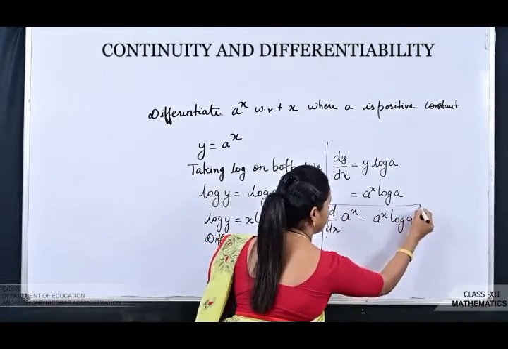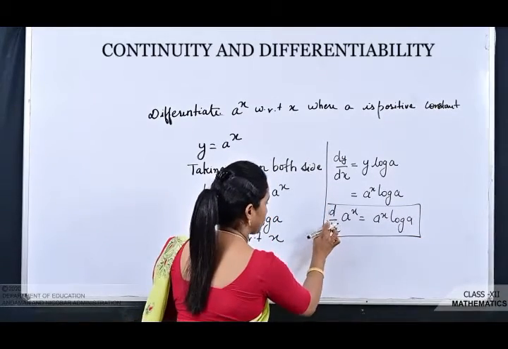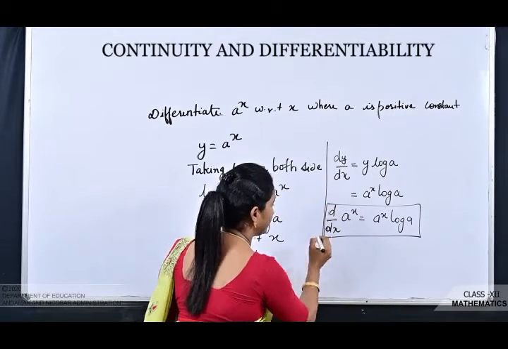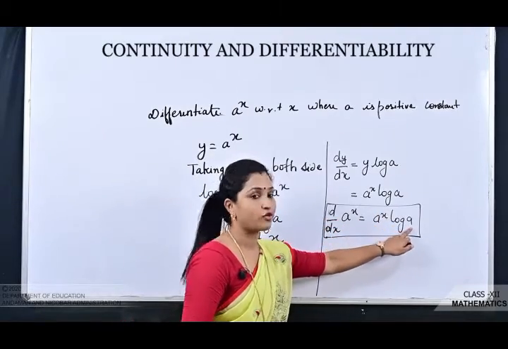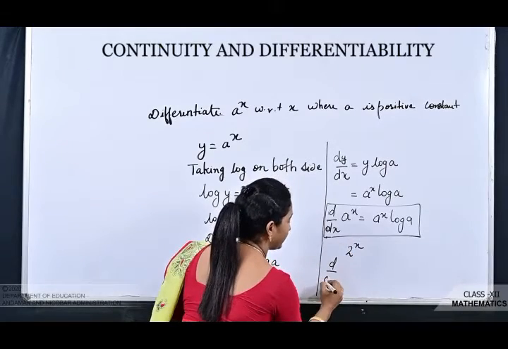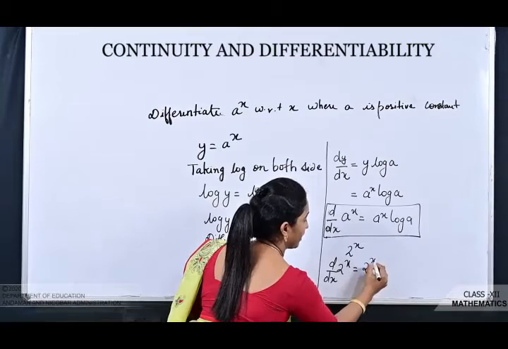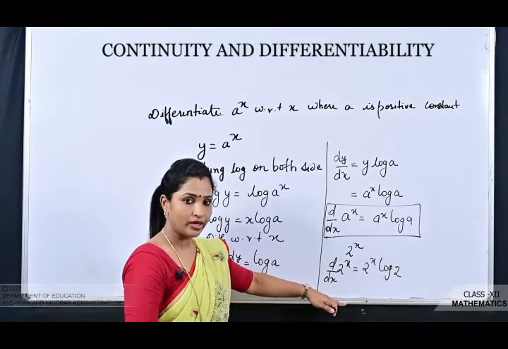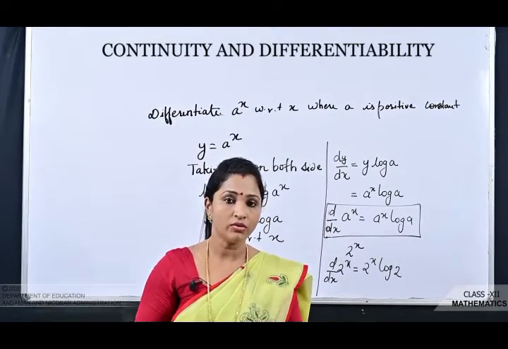Very important result. This is a formula, okay, you will add it to the formulas you have already written. Constant to the power x is always constant to the power x into log of constant. Suppose you are getting 2 to the power x. If you want to differentiate d by dx of 2 to the power x, the answer will be 2 to the power x log 2. Clear? Okay, so this is a very important result. You have to add it to the formula list you have written.